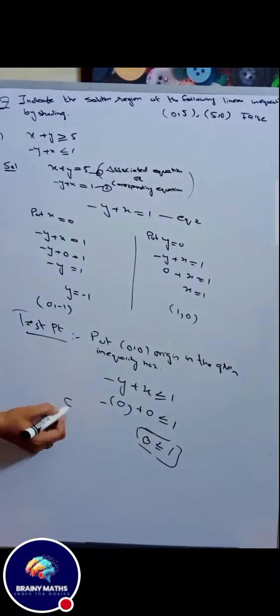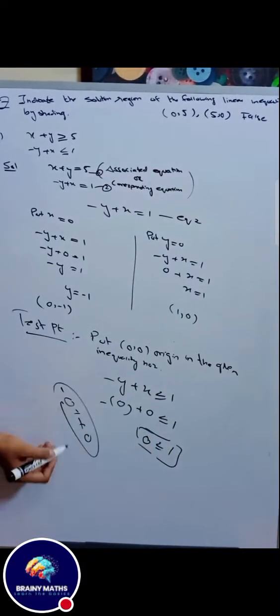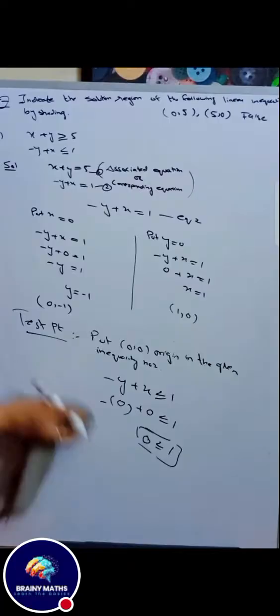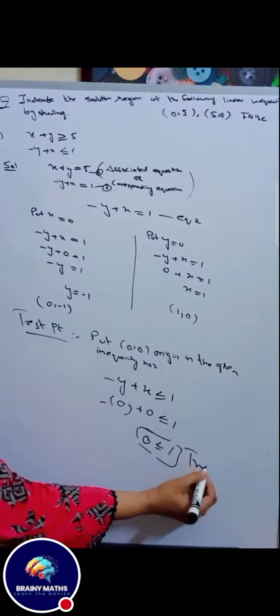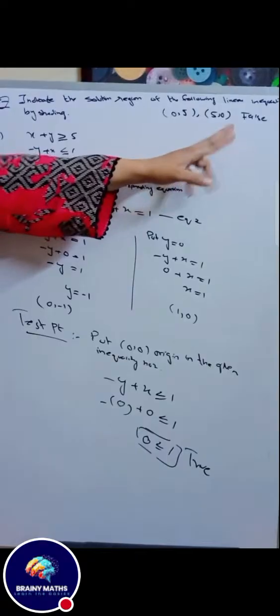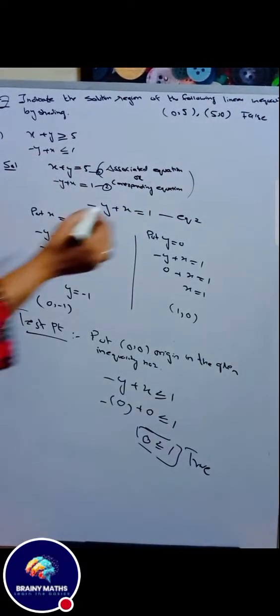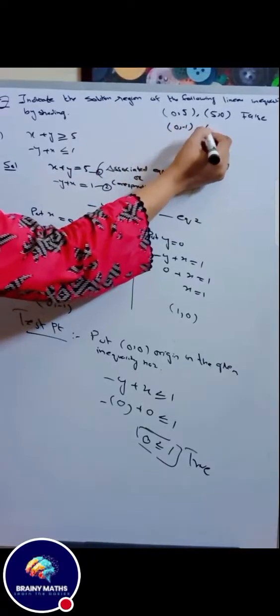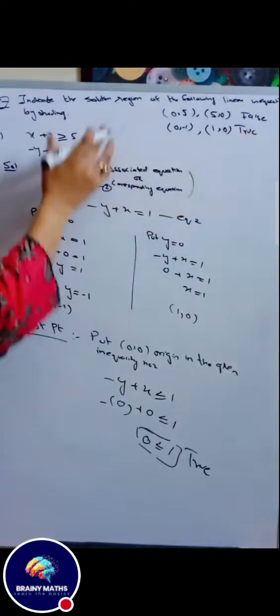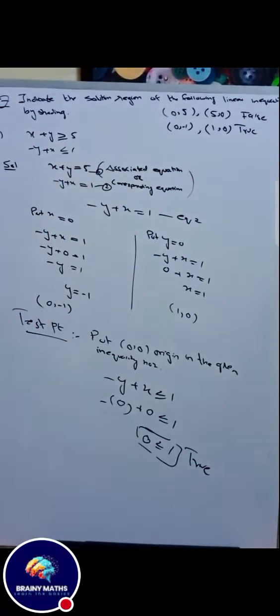Obviously, minus 0 plus 0, what's the big deal? The answer is 0, so 0 is less than or equal to 1. I hope it's clear. Yes, it's a true statement. Now, the first points are (0, 5) and (5, 0), and that was false. And here we get two points, (0, -1) and (1, 0). Now we have to represent both on the xy plane. Don't go anywhere.